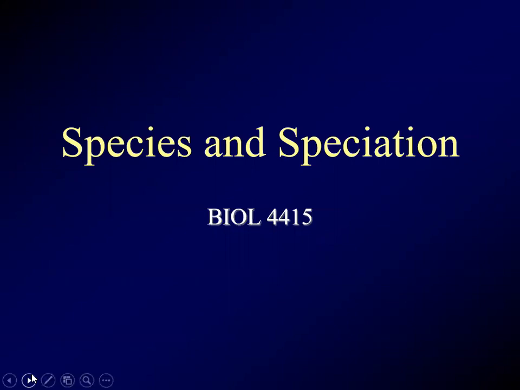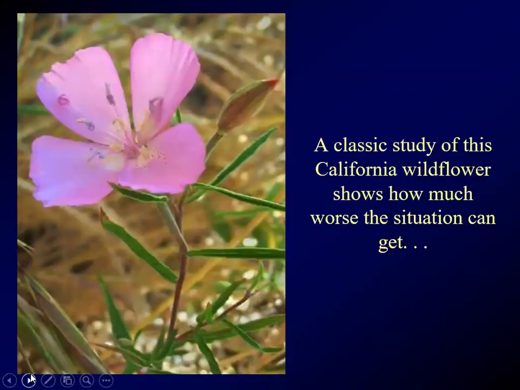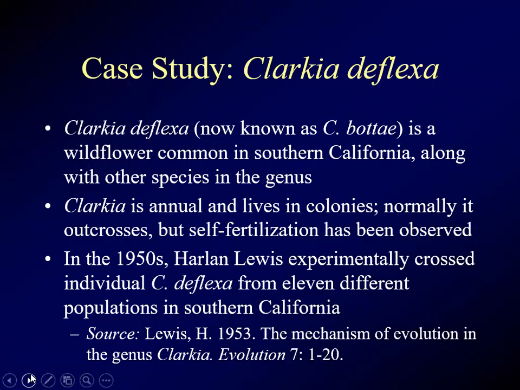All right, continuing to talk about speciation. Let me just give you an example of what I was talking about earlier, of how coming up with good species definitions gets messy. This is a California wildflower. The common name of it is farewell to spring. It used to be called Clarkia deflexa. It's now apparently been renamed. It's Clarkia bote.